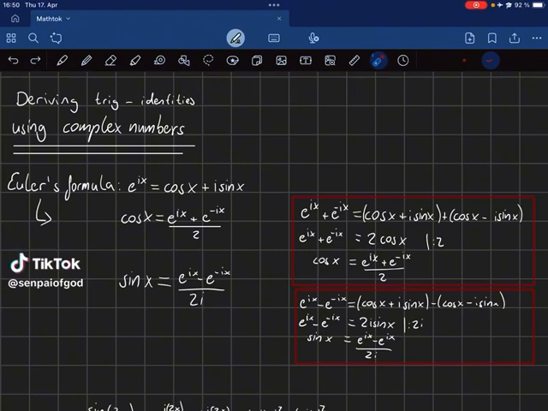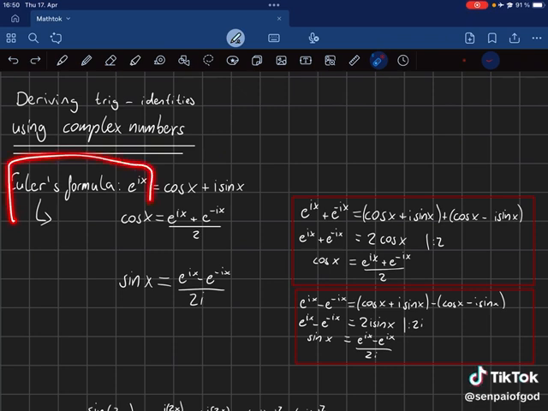Hello guys, today we'll be deriving trig identities using complex numbers. It can't be a big trick using complex numbers, it's not that difficult. So we use Euler's formula, e to the power of ix equaling cosine of x plus i sine x.